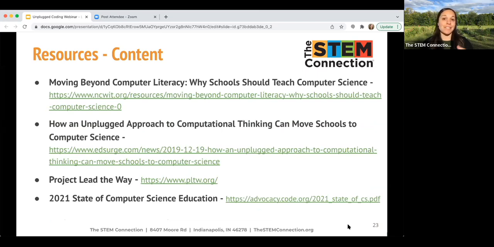Again, thinking about some of the stakeholders you have and expressing why it's important to provide these sorts of opportunities. These could be some resources that you could share out to help show why you're spending time with computer science education, and then even the unplugged aspect of it.